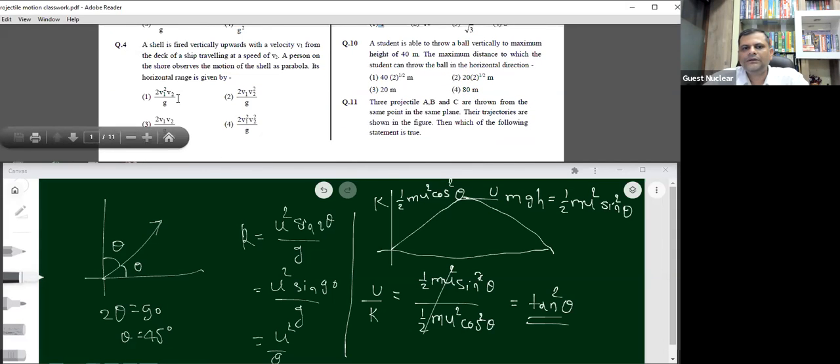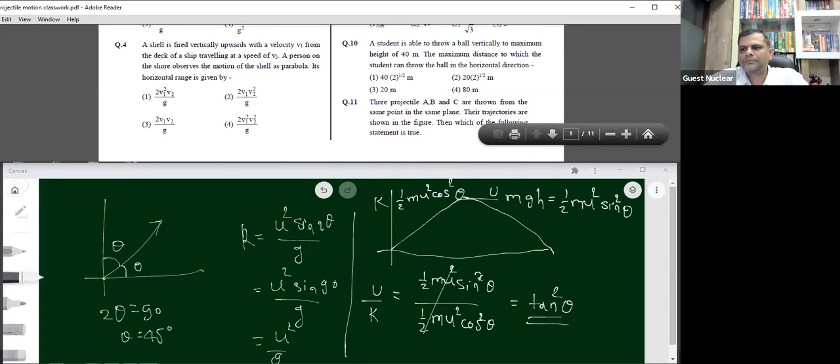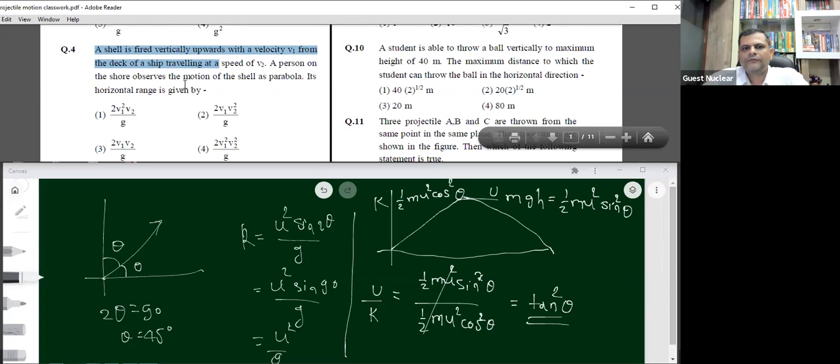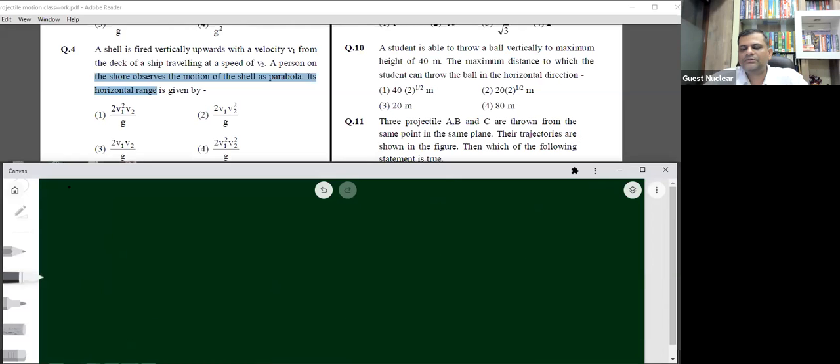4th question. Just check. Fourth one, a shell is fired vertically upwards with the velocity v1 from the deck of a ship traveling at a speed of v2. The person on the shore observes the motion of the shell as a parabola. Then its range is given by. देखो यहाँ पे ये सिंपल सा एग्जांपल है जिसके अंदर प्रोजेक्टाइल मोशन के अंदर जो कंसेप्ट हमने डेवलप किए हैं तो वो यूज होने वाले हैं.